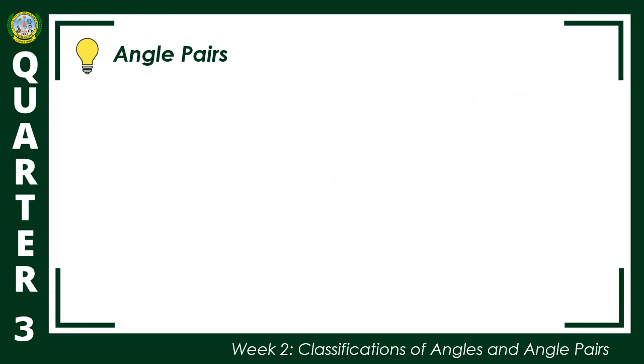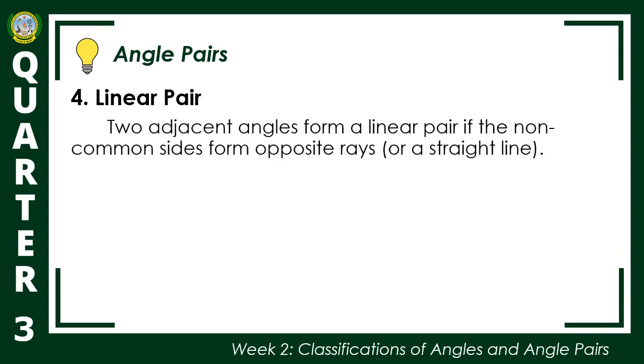For the fourth angle pair, we have what we call the linear pair. Two adjacent angles form a linear pair if the non-common sides form opposite rays or a straight line. Sa madaling sabi, ang linear pair po ay dalawang angles na parehas adjacent at supplementary. So, ang kanya pong figure or illustration ay tulad po nung kaninang pinakita ko. Okay? So, ganito.